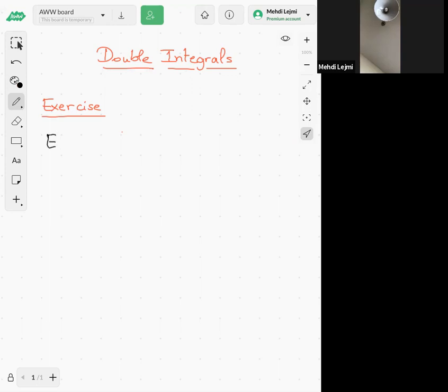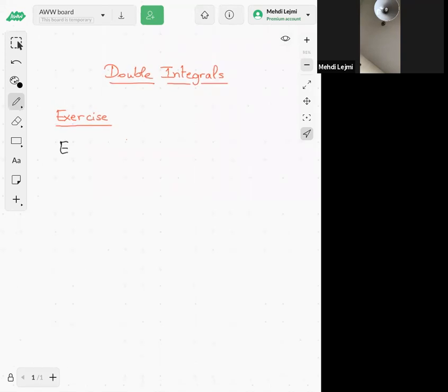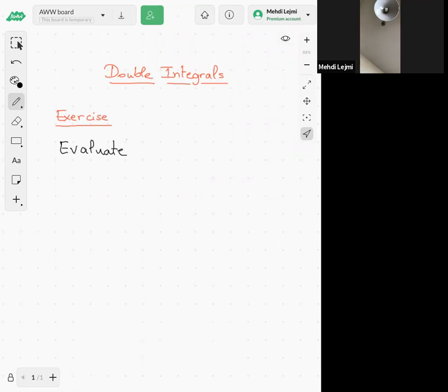I'm going to just zoom out. Okay, so we have to evaluate the double integral over the region D of the function f, where D, I think, was the following triangle.